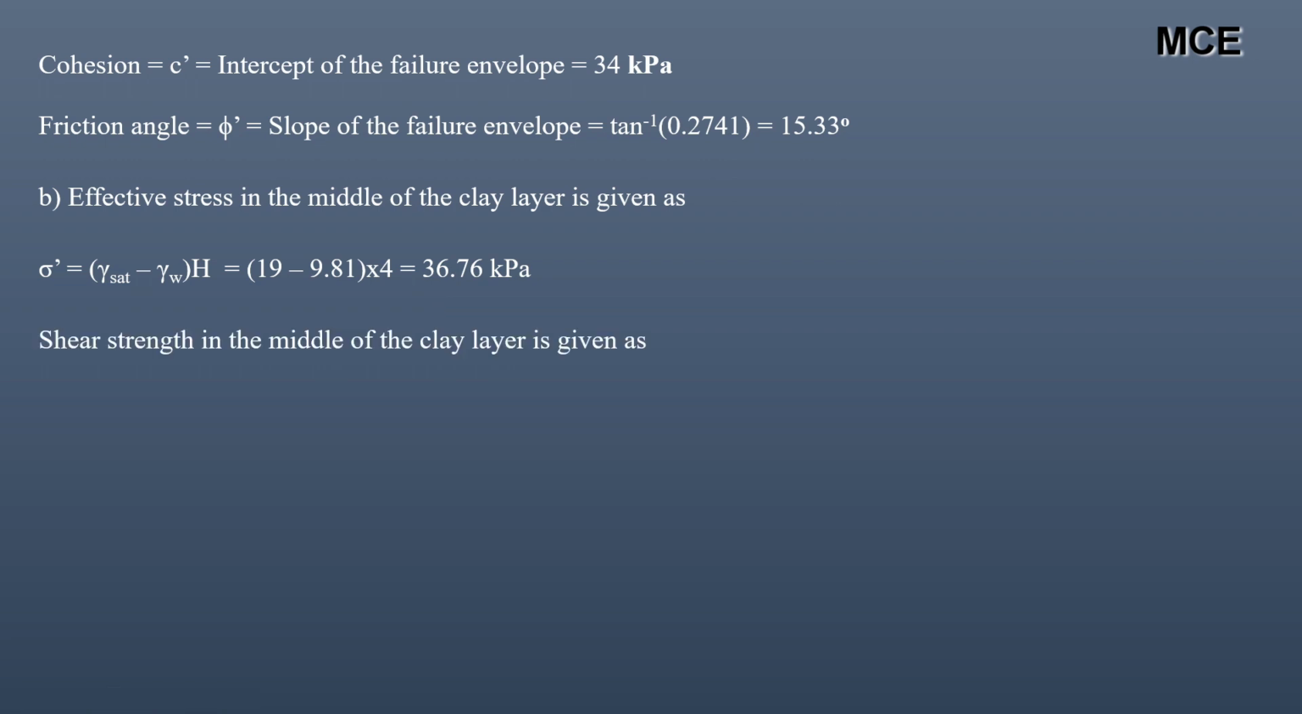So shear strength in the middle of the clay layer is given as tau is equal to C prime plus sigma prime times tan of phi prime. Putting values of C prime, sigma prime and phi prime, we get the value of shear strength in the middle of the clay layer equal to 44.1 kilopascal.